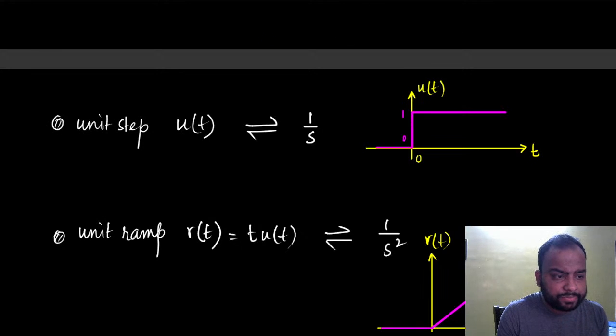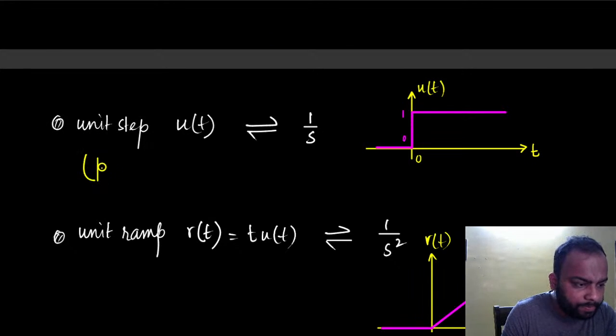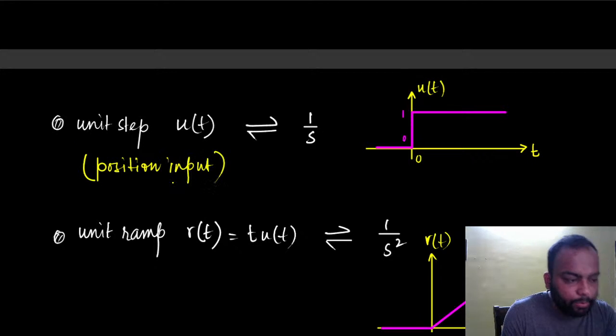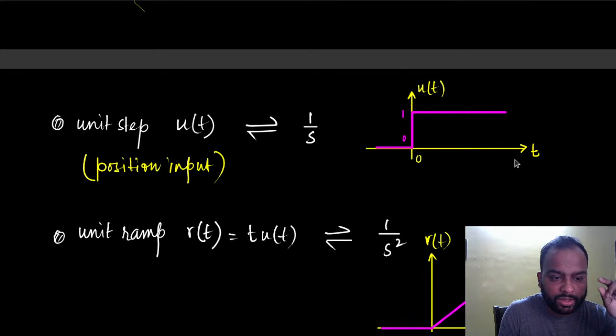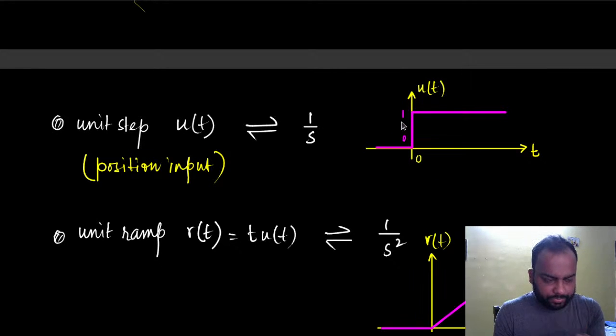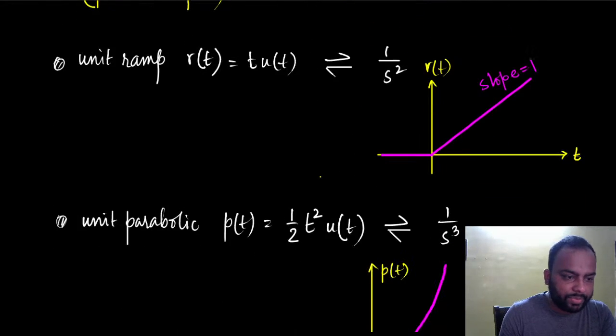Because of this, a step input is also known as a position input, because if I think about the output as position here, then this is representing a constant position with respect to time, right? As time was less than 0, the position was 0, but at time t equal to 0 and greater, the point is actually at coordinate 1 or something like that. So it's a fixed position here. It's called a position input because of that.